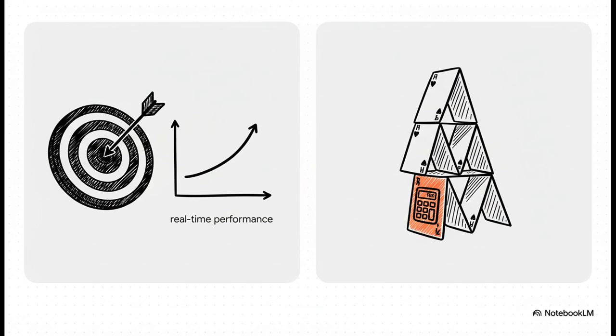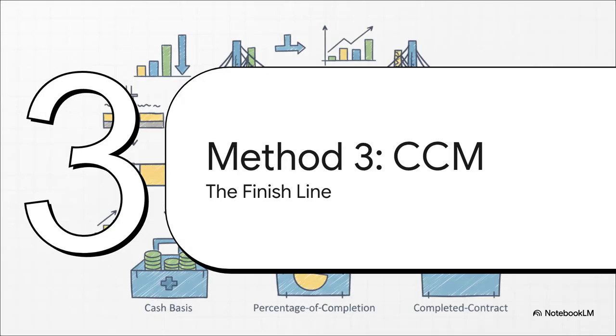But, and this is a big but, that's also its greatest weakness. The entire system hinges on having really, really accurate estimates. If those estimates are wrong, you're not just messing up your profit numbers. You could be misleading investors or even violating your loan agreements. So what happens if you just can't? What if you can't reliably estimate your costs or measure your progress? Well, that's where our final tool comes into play, the completed contract method.